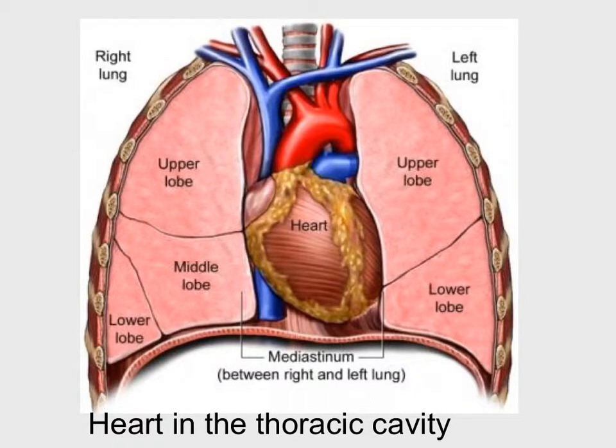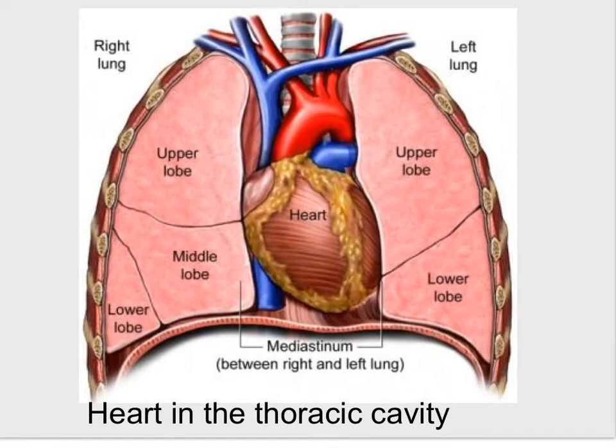So the heart is located in the thoracic cavity. You will recognize that right here is the diaphragm. This is the muscle that separates the thoracic cavity up here from the abdominal cavity below. And in the thoracic cavity, there is a section right in the center that's called the mediastinum, and that is nestled in between the right and left lung, and that is where the heart and what we call the great vessels are.